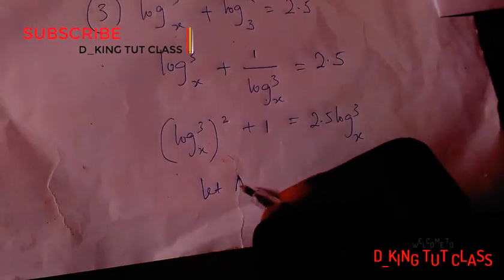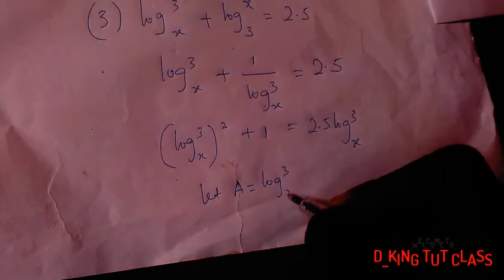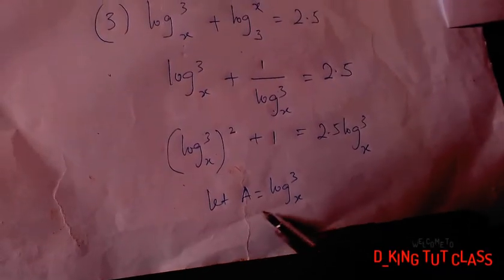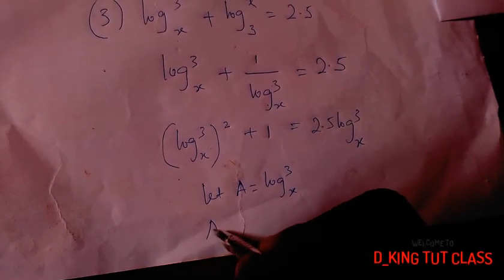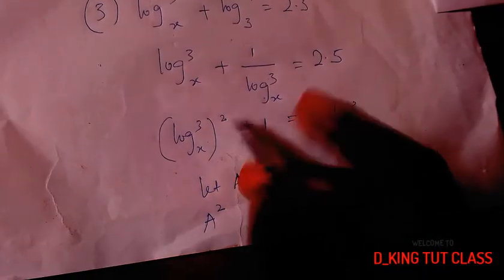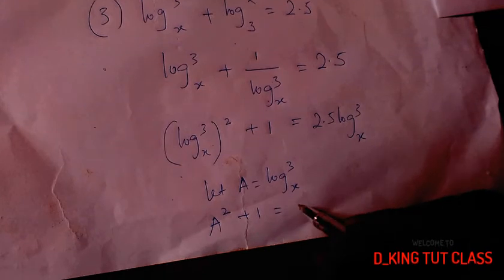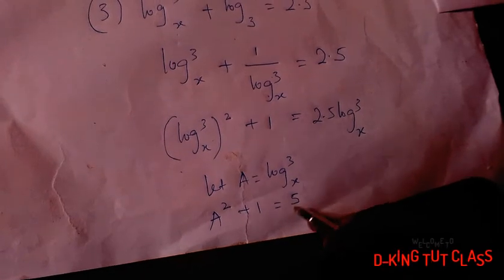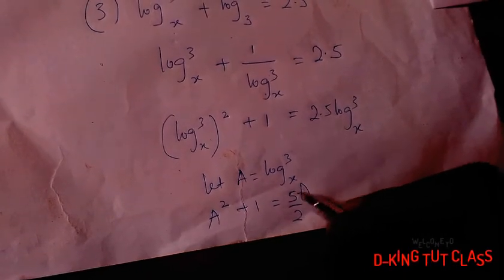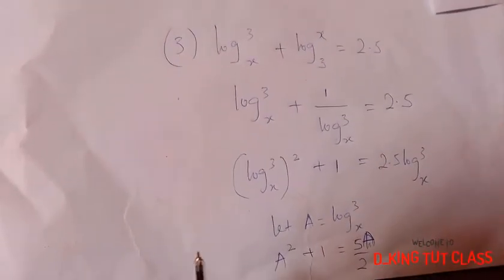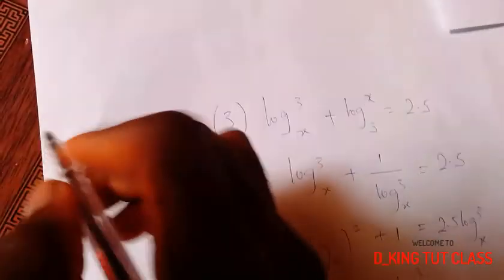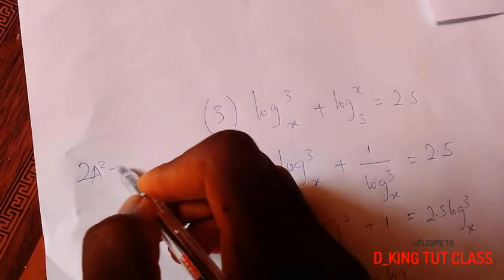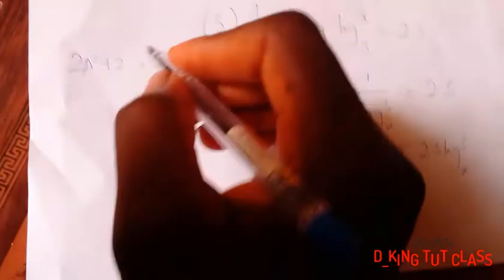Okay, so from there, let a be equal to log 3 base x, so my equation will be easier to solve. If a is log 3 base x, it now becomes a squared plus 1 equals 2.5, which can be written as 25 over 10, which is 5 over 2, times a, because log 3 base x is now a. Multiply by 2, I will have 2a squared plus 2 equals 5a.